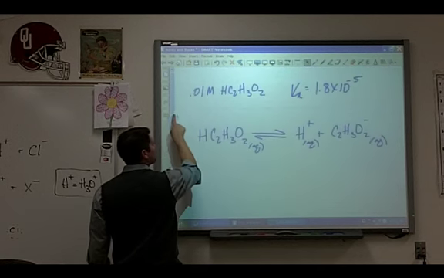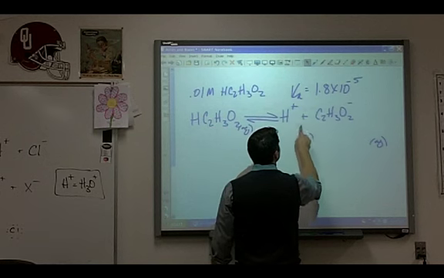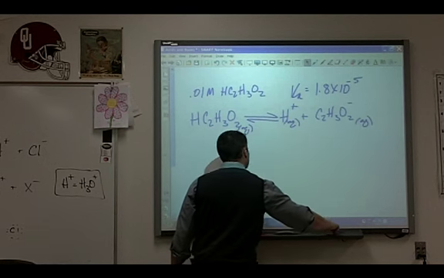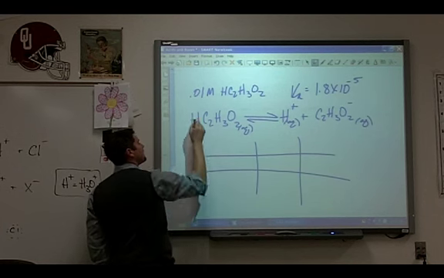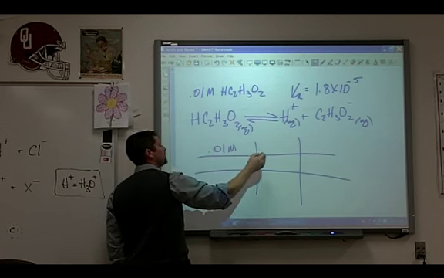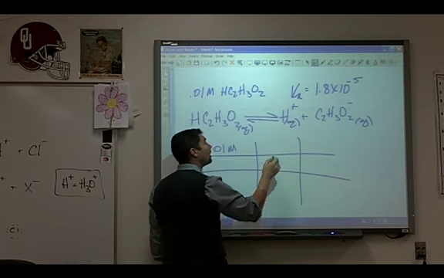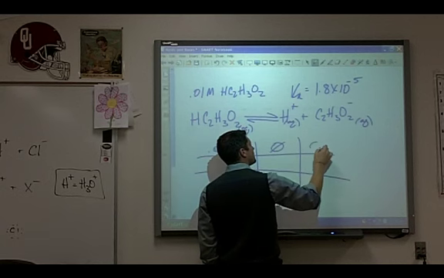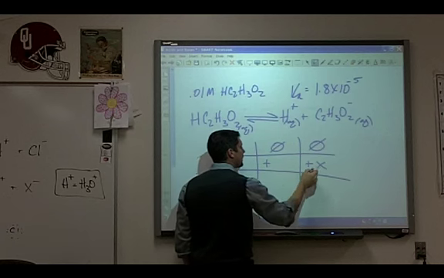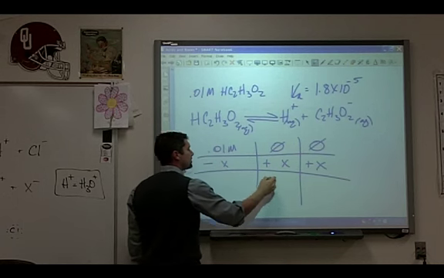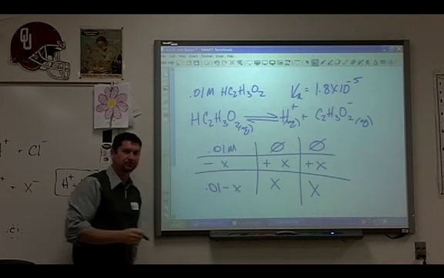Okay. So I'm going to do an ICE chart for this guy right here. And it's going to look like this. This guy is 0.01 molar. This is going to be 0. This is going to be 0. This side's going to gain. This side's going to lose. This is going to gain X. This is going to lose X. This is going to be X. This is going to be 0.01 minus X.